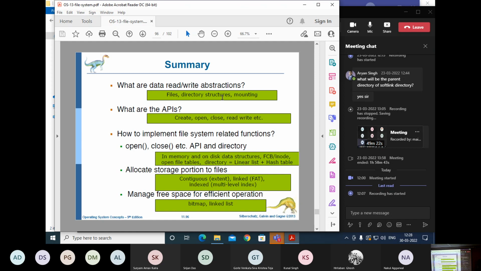And finally, today we talked about managing free space for efficient operation, and we talked about the bitmap approach and the linked list approach. Linked list is for small writes to the files. On a block, you got the first block. For bigger contiguous writes, either use a bitmap or some index or some other scheme that you find suitable. It can be extent, it can be indexed, but all for bigger writes.